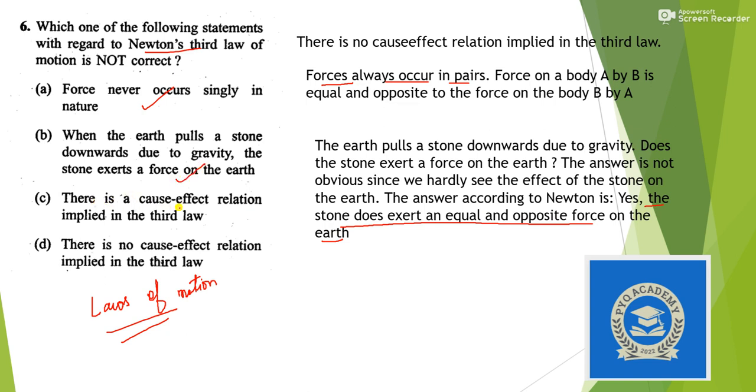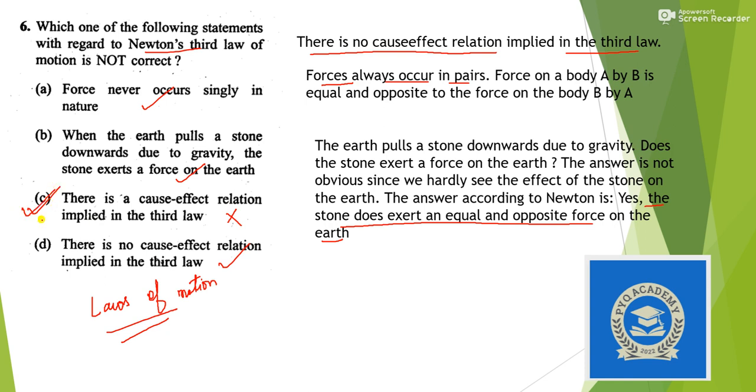Then, there is a cause-effect relation implied in the third law. Here it is given, there is no cause-effect relation implied in the third law. So this is wrong, and this is right. So our answer is option C.